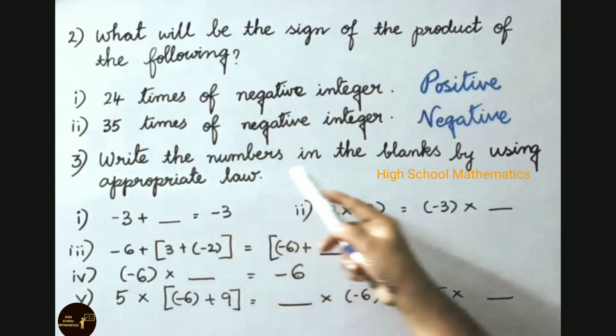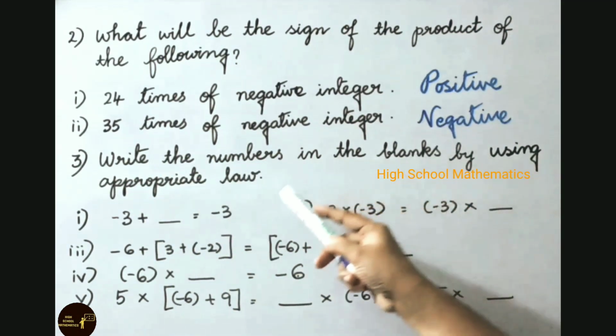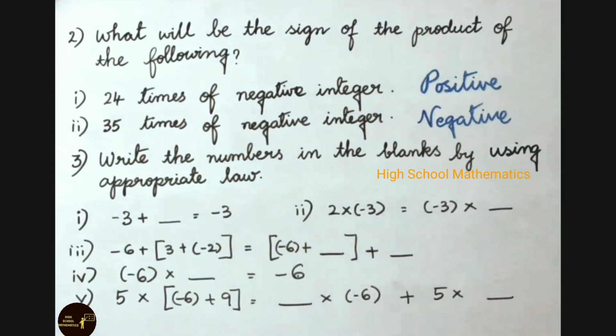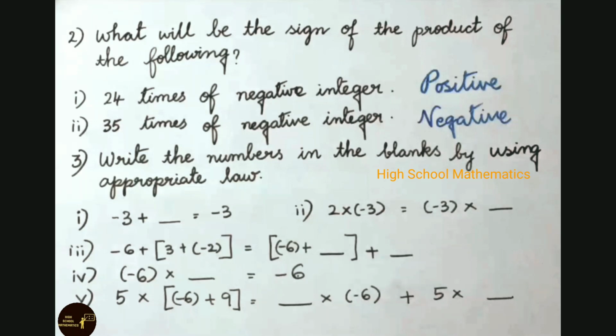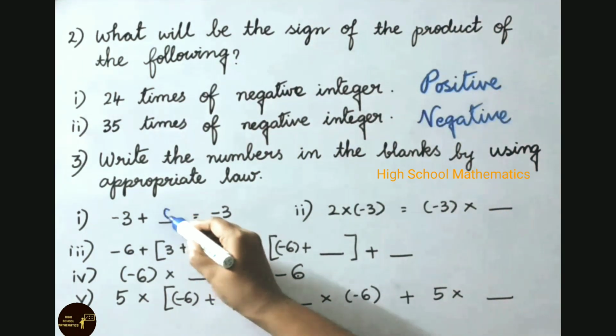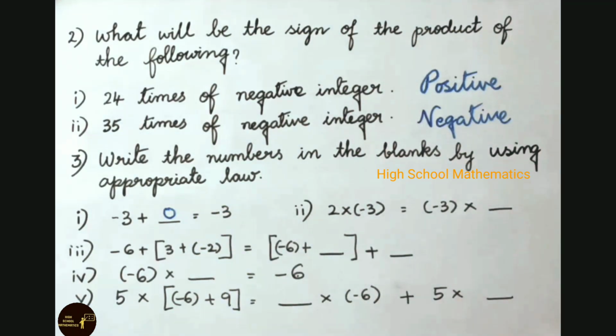See now the third sum, write the numbers in the blanks by using the appropriate law. See the first one, minus 3 plus blank equals minus 3. This is looking like additive identity, a plus 0 equals a. So minus 3 plus 0 equals minus 3.